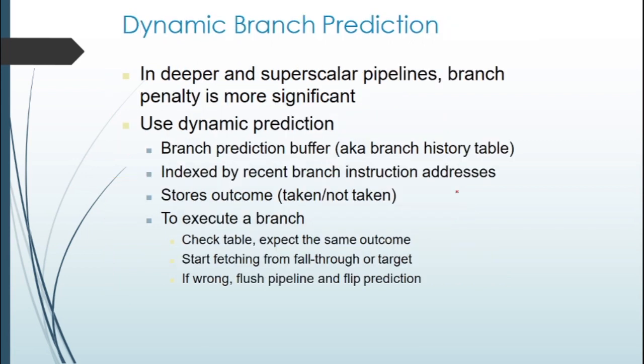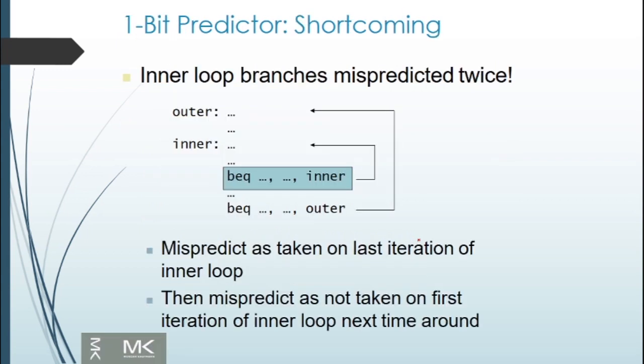In deeper and superscalar pipelines, the branch penalty is more significant and it will affect the performance of the pipelined processor. For that, dynamic branch prediction is used. The hardware has specific registers to store the branch prediction data in a buffer, and they are indexed and used to predict properly.